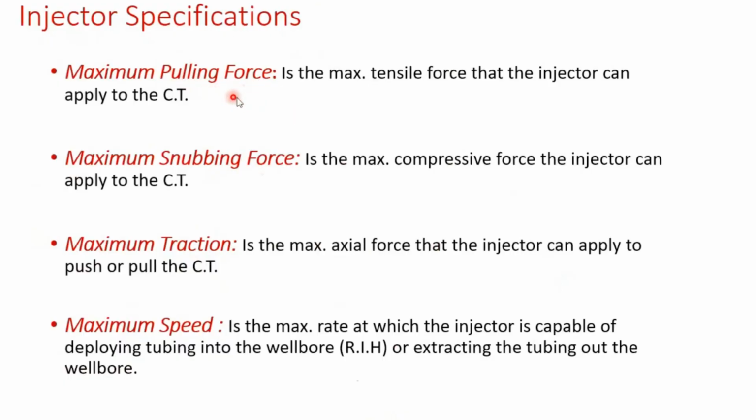The maximum pulling force is the maximum tensile force the coiled tubing can apply, and the snubbing force is the maximum compressive force the coiled tubing can apply. Snubbing means the compression, or the weight I put on the coiled tubing to go down, but the pulling is the weight I put on it to go up. The maximum traction is the axial force exerted by the traction system, and the maximum speed is controlled by the motor of the injector head.